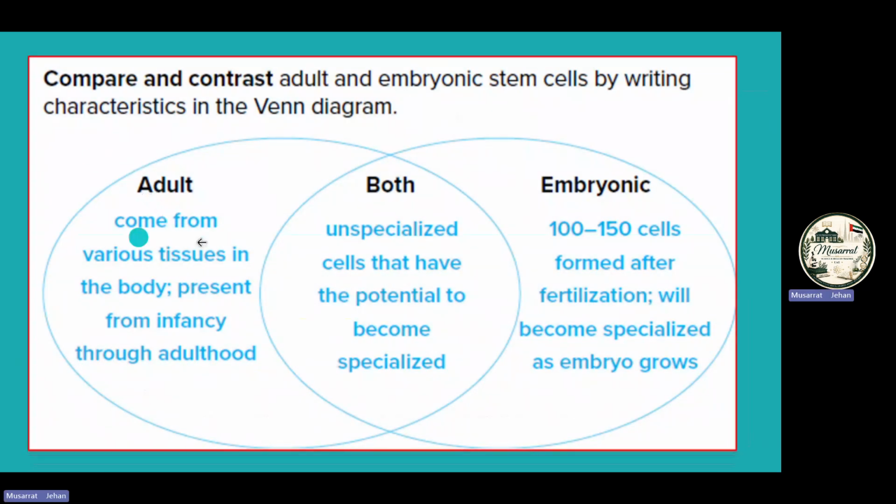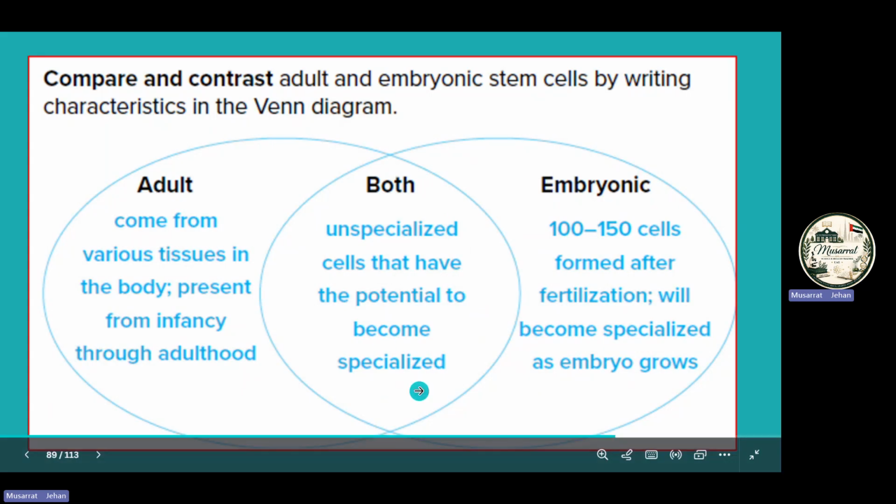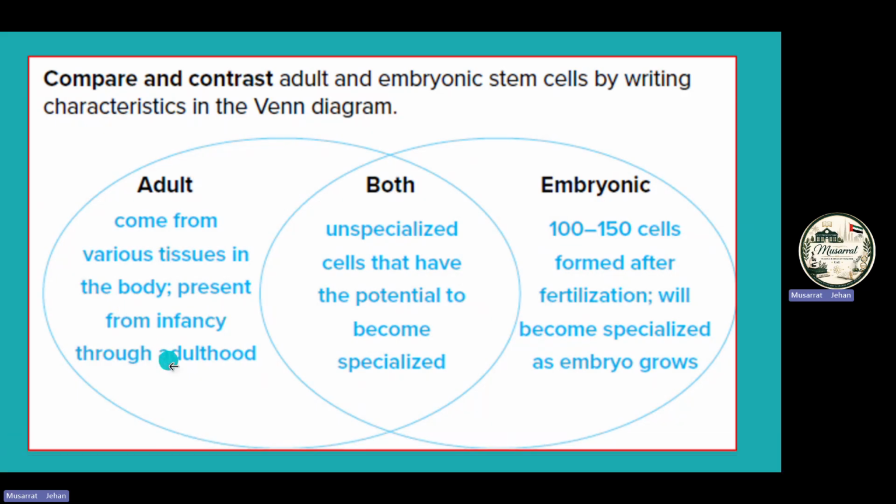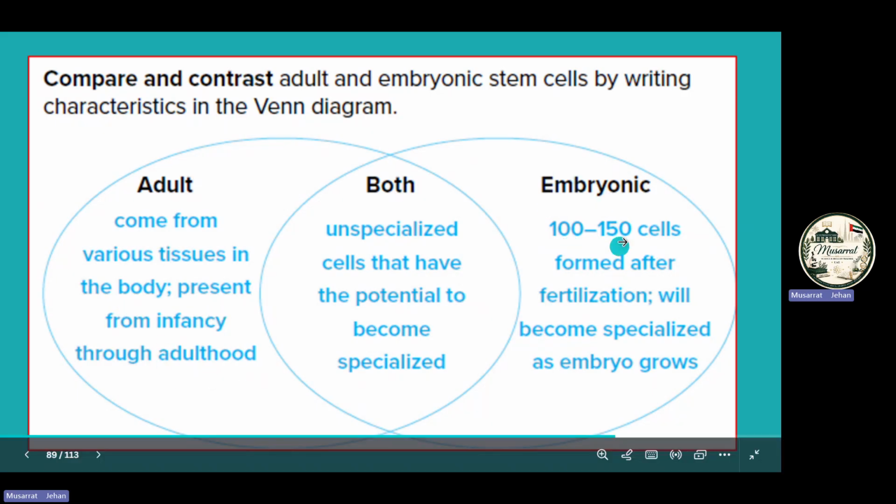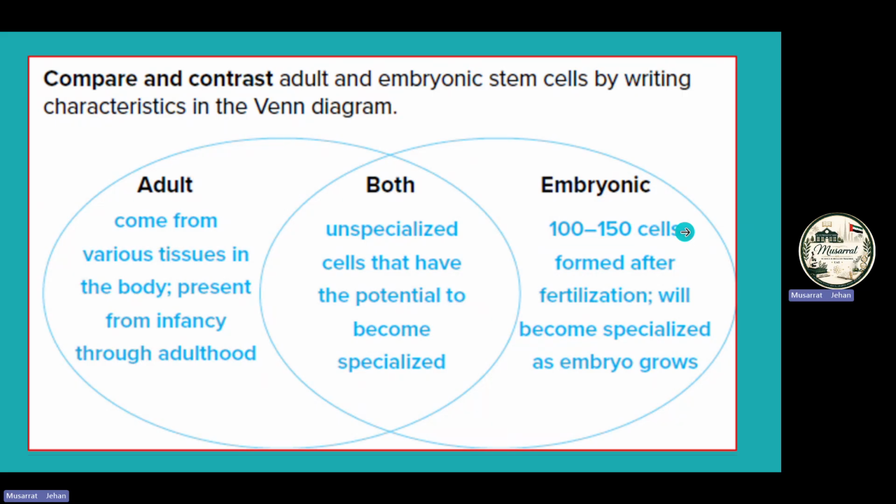So here is a compare and contrast of the two. Both have unspecialized cells that can become specialized. In adults, they come from various tissues in the body and are present from infancy through adulthood. In embryonic, only about 150 cells are formed after fertilization, and they become specialized as the embryo grows.